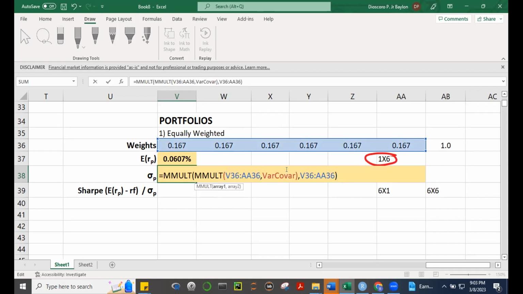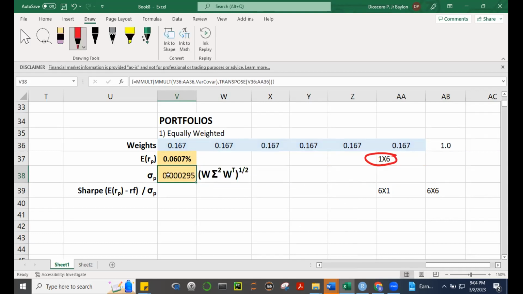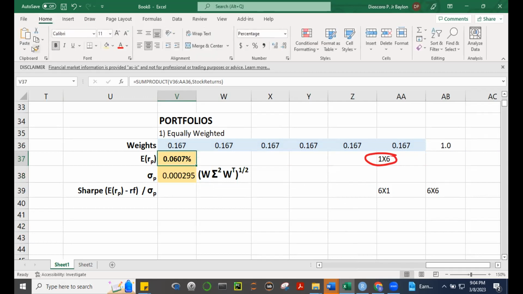So we close the M mult here. And then another M mult ng whatever the result here is and the transpose na. Okay, ito na yung transpose. Transpose ng W natin sa pangalawa na. No? Sa pangalawa natin ilalagay yung transpose. Therefore, Control Shift Enter. Okay, we now have our, copy ko lang yung format nito. Okay, we now have the risk of the portfolio.